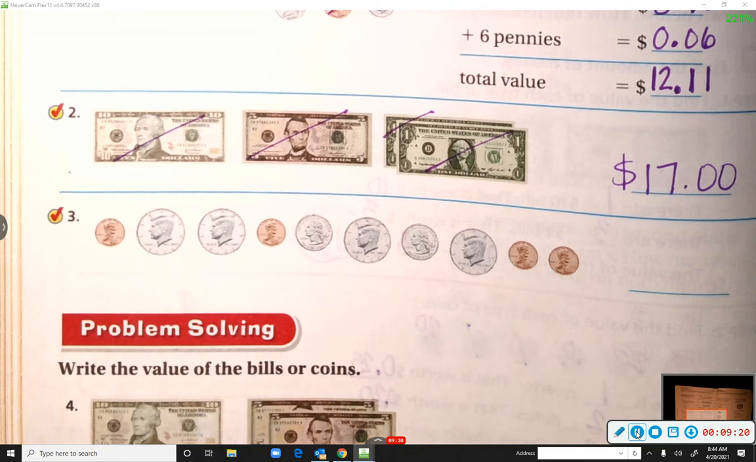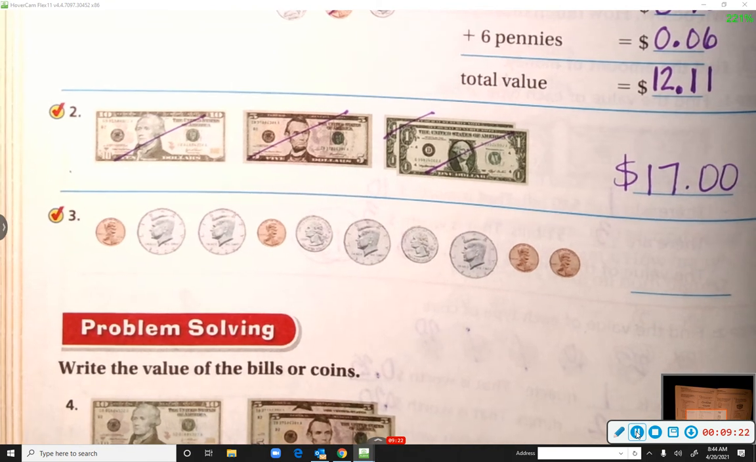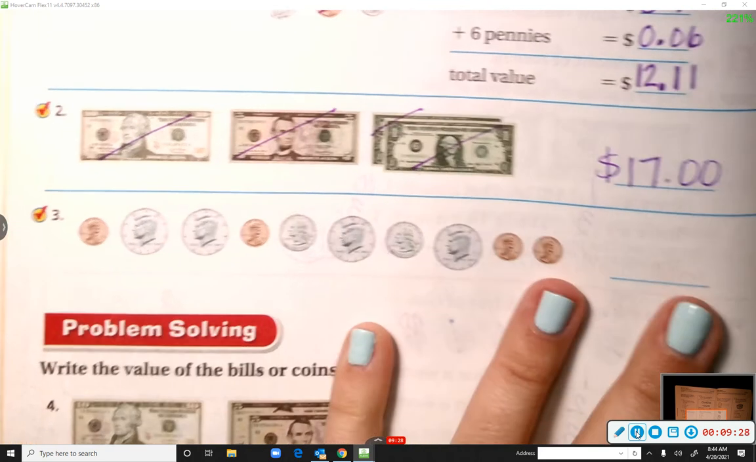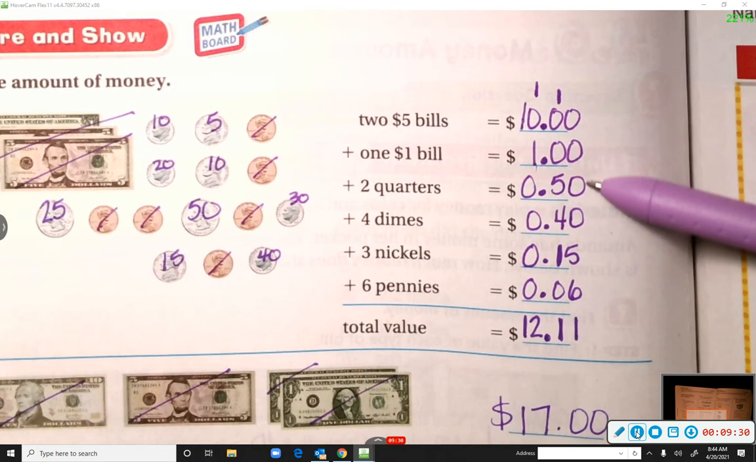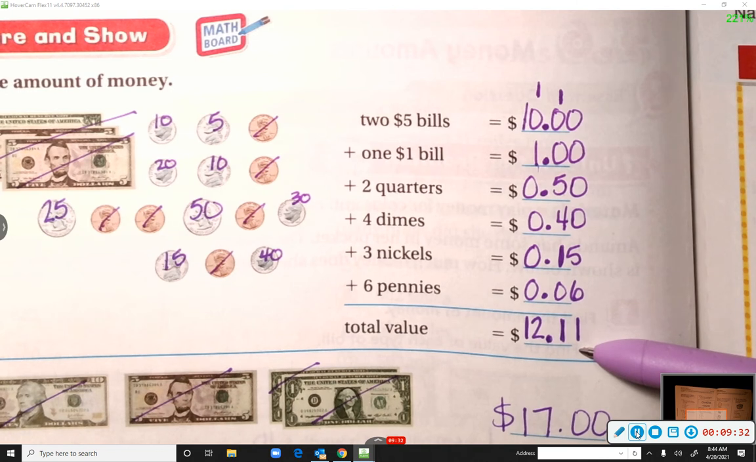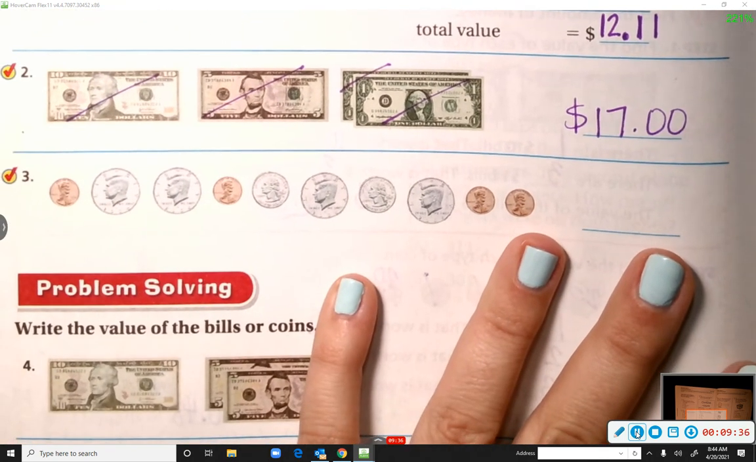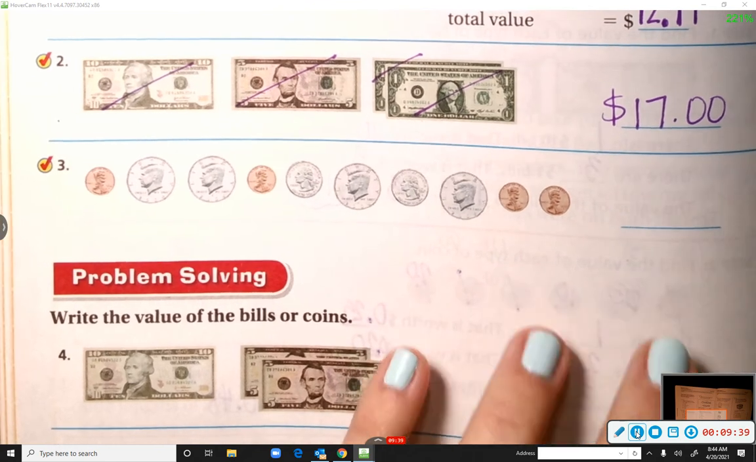Number 3, I'm going to go ahead and do this last one with you, and I'm going to let you guys try 4 and 5 on your own, okay? Now, we've been writing it down and adding it up like this, okay? Another way I like to do it is just by skip counting and labeling, okay? So we do the same thing.